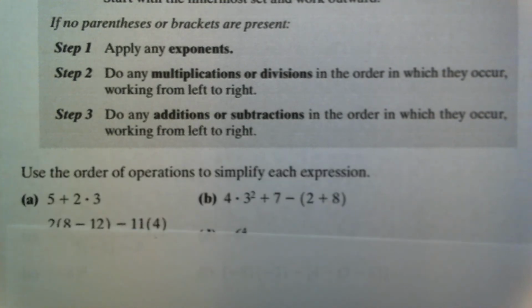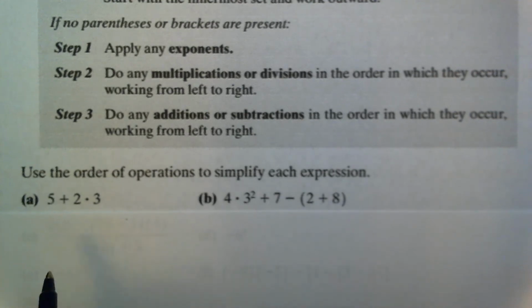So we have some simple exercises here. Use the order of operations to simplify each expression. So for part A, there are no exponents, so we do multiplication first. 2 times 3 is 6. So 5 plus 2 times 3 is equal to 11.